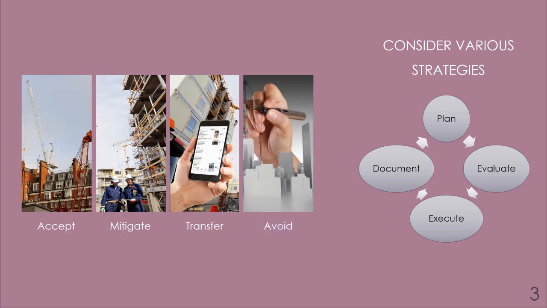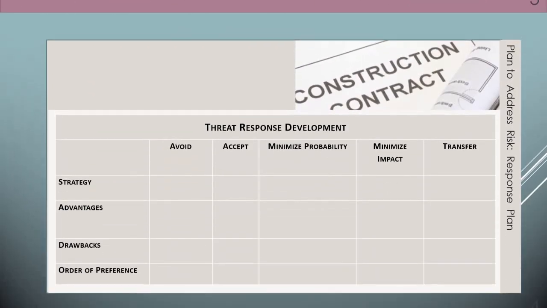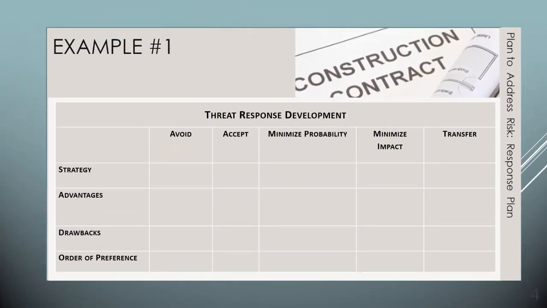We can avoid risk and eliminate the problem completely by removing clauses from the contracts or avoiding a particular supplier, subcontractor, or even client. Let's take a look at some examples.